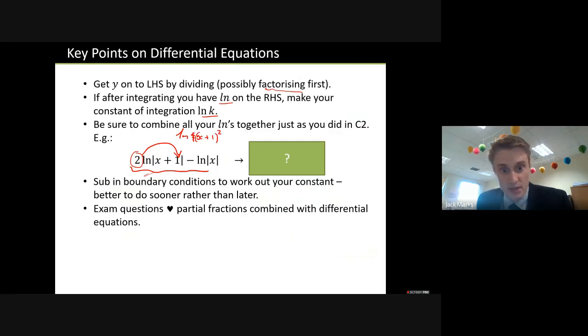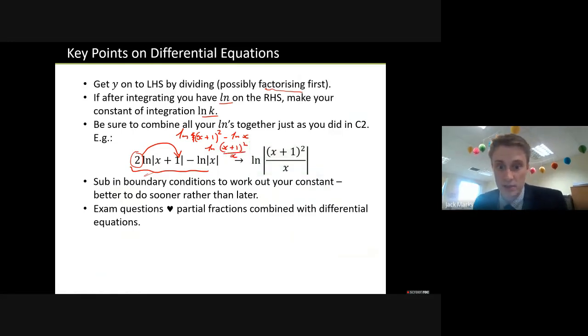You can lose these signs because x plus 1 squared is always positive. So you do something like this, and then you combine them together. So this is the kind of step that you will see happen quite a lot. Okay. Yeah, we'll do that because of the x. The boundary conditions. So like you've seen these in mechanics before when you've integrated and you've been told the speed and stuff. It tends to be easier to do them sooner rather than later. And you should expect partial fractions, logs, all of this stuff to come together now.